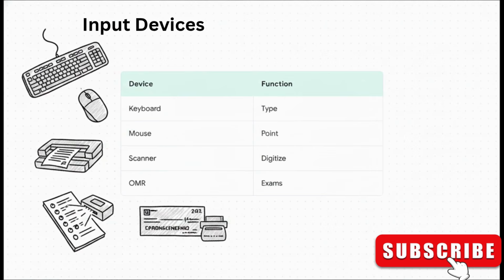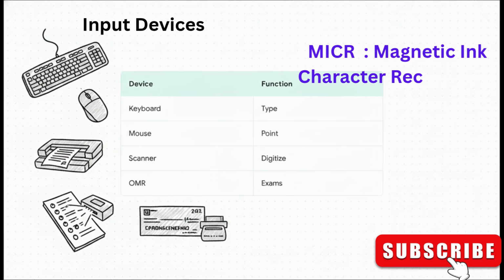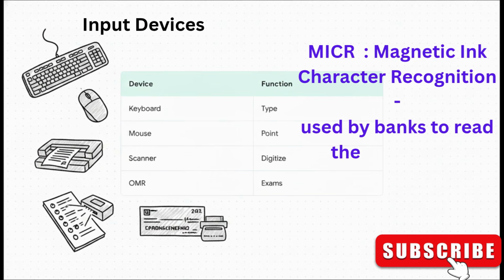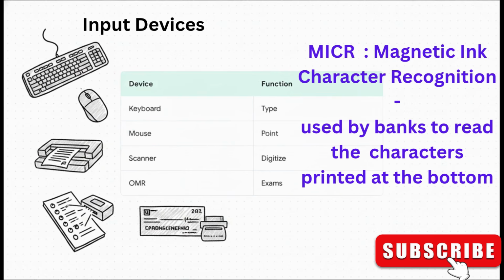This brilliantly illustrates how clever ICT can be. MICR, or Magnetic Ink Character Recognition, is used by banks to read the special account numbers at the bottom of checks very quickly.